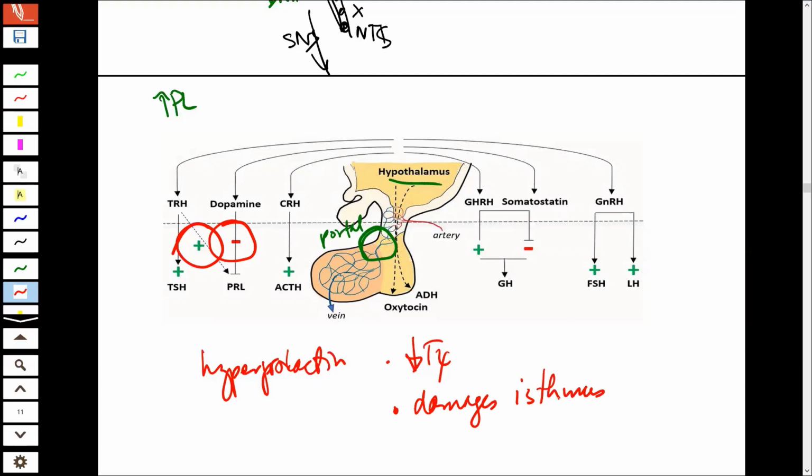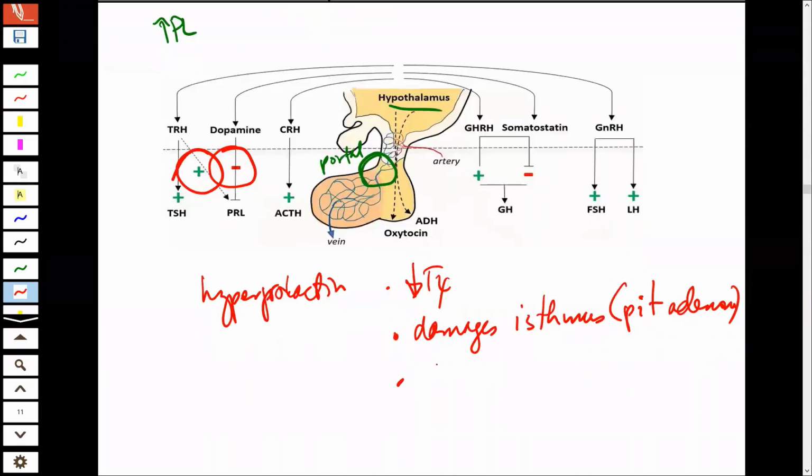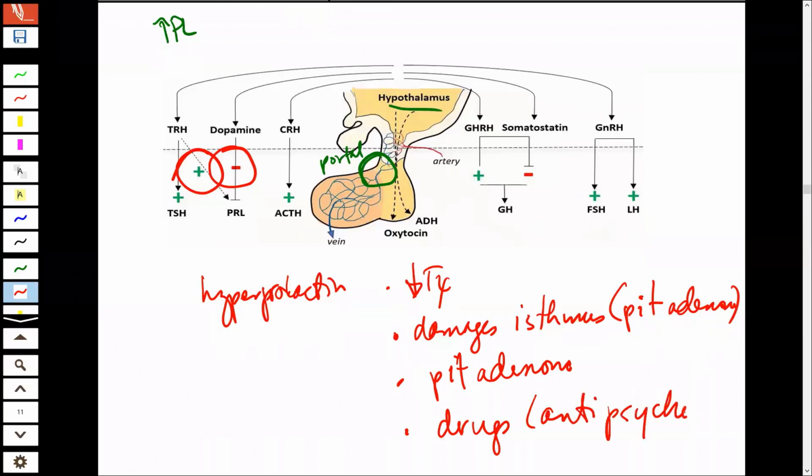And one of those causes could be my pituitary adenoma. So you can get hyperprolactinemia two ways from a pituitary adenoma. It can just make it. So there's my pituitary adenoma. It can just make it. But it can also block the isthmus, and then I've disinhibited it. And then the last cause is going to be my drugs, and these tend to be your antipsychotics. It's a long list, but they tend to be your antipsychotics.